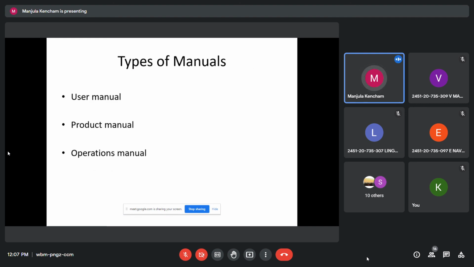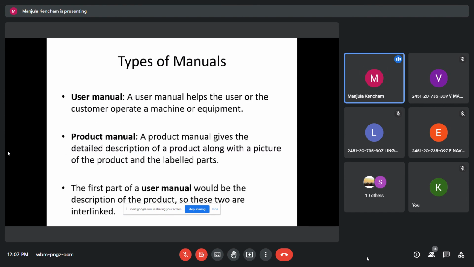The types of manuals: user manual, product manual, and operations manual. When we talk about the user manual, it helps the user or the customer operate a machine or equipment or even a small gadget that has been purchased by you. It gives a detailed view of the product also. Whenever you buy a product, definitely you have a user manual, the set of instructions that accompany the product, right? The first part of a user manual would be the description of the product. So these two are interlinked, I can say.